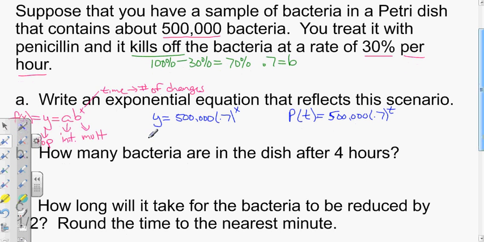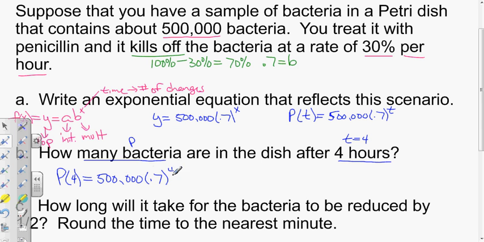So how many bacteria are in the dish after 4 hours? How many bacteria? You're asking for a population. In the dish after 4 hours, you're given a time. So we know that t equals 4. This question quite simply is asking us to compute p(4), which means to plug in 4 for the input and state the output. Very basic function skill that you should have, just function evaluation.